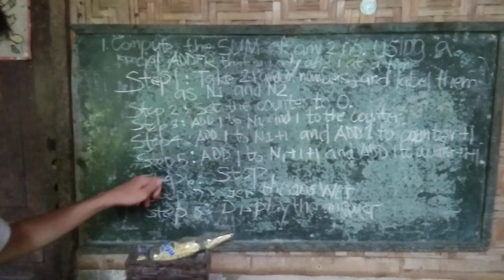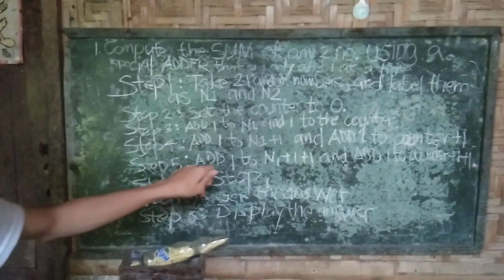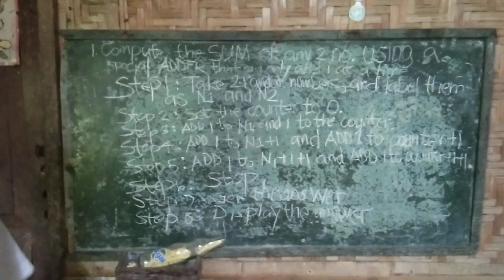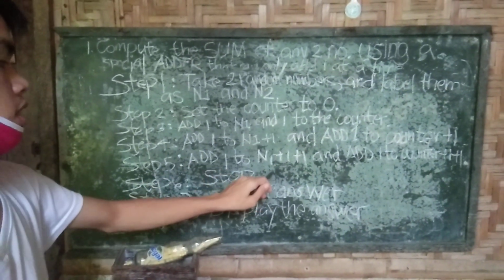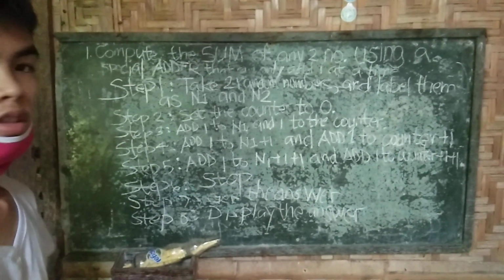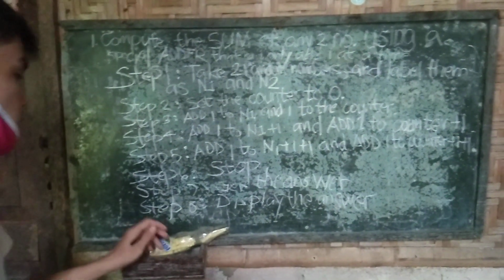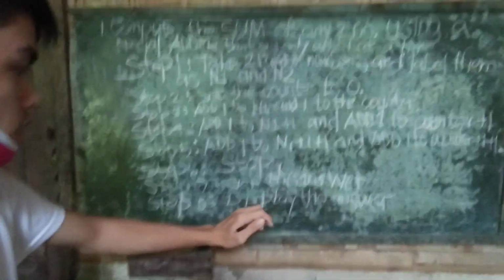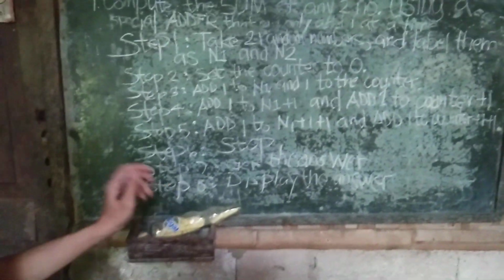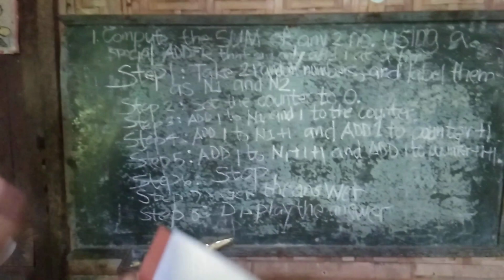So let's continue. Step 6. After step 5, we stop. This is the time we stop because we have completed 3 number ones, and that's because my n2 is 3. Step 7, get the answer. Step 8, display the answer. And this is my table.